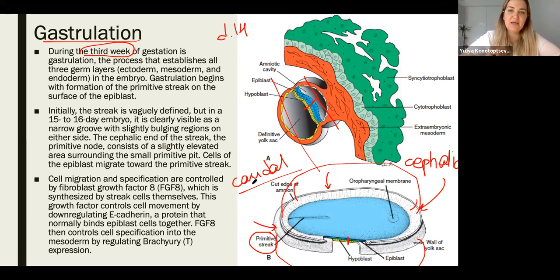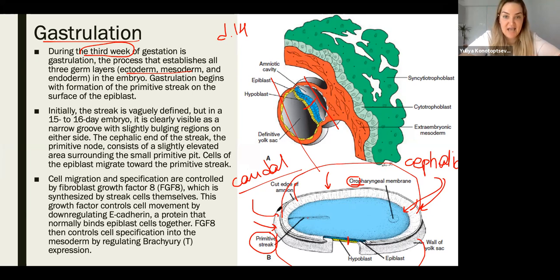How does the book let you know that this is the caudal end of the embryo? As you can see on the opposite side, it shows you that there is a membrane. It's called the oropharyngeal membrane. Oro means mouth. If this end is the mouth, this must be the opposite end, so this must be the caudal end right here. So I repeat, gastrulation is making the trilaminar germ disc. It starts during the 3rd week, and it begins with the formation of the primitive streak on the surface of the epiblast, at the caudal end of an embryo.